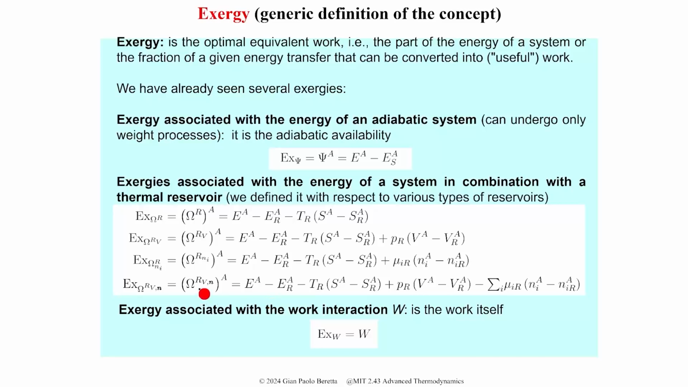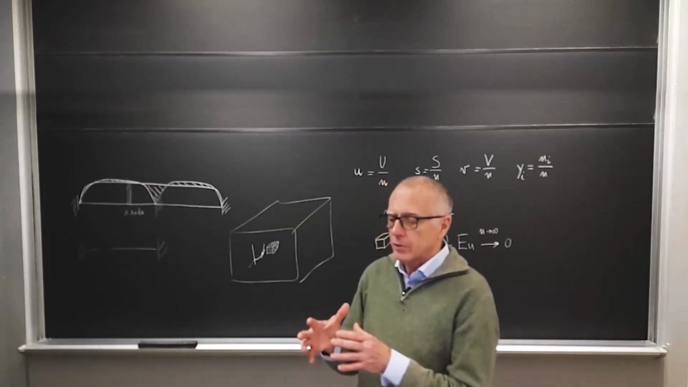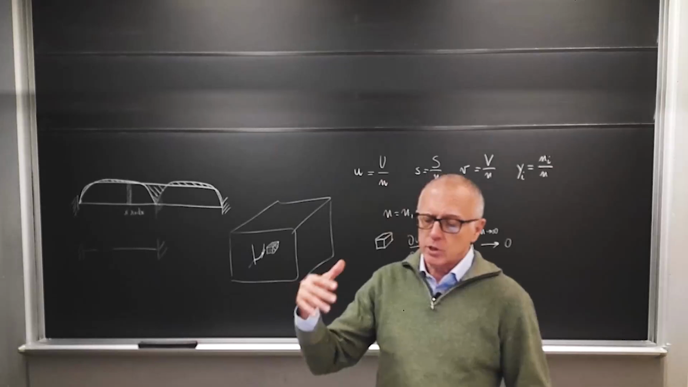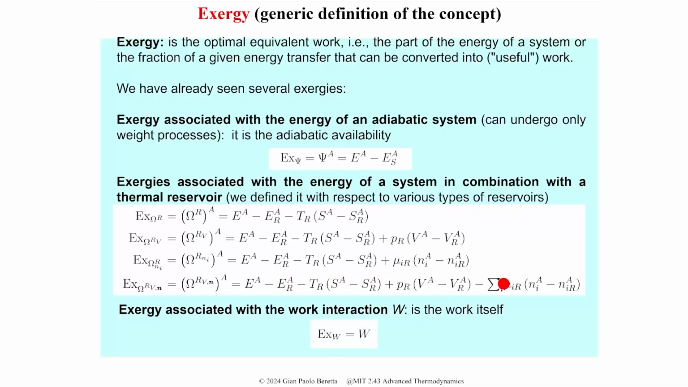Or we have seen that if your system is in combination with a thermal reservoir, the maximum work you can do depends on the type of reservoir. If the reservoir has fixed volume, we have what we call available energy, omega R. But then we have defined also available energy with respect to other kinds of reservoirs, where the reservoir can also change volume, or maybe the osmotic reservoir where you can exchange through a semi-permeable membrane only one type of substance, or a completely open exchange in which your system can exchange volume and any of the amounts. These are all exergies. Different formulas, same word.